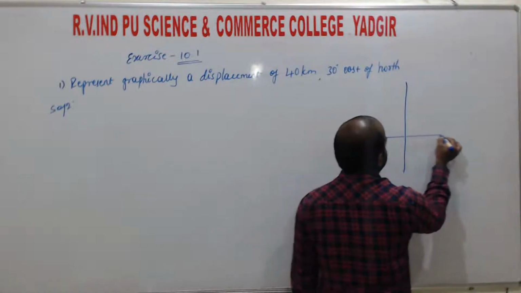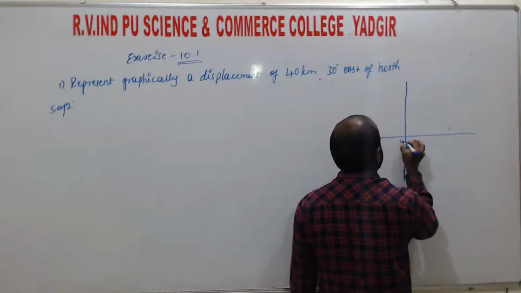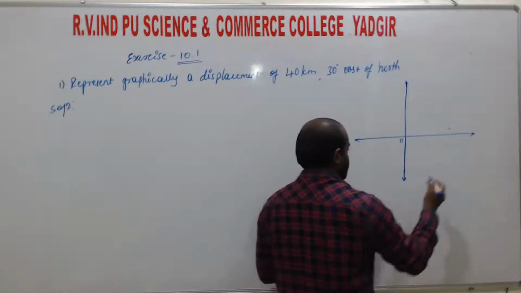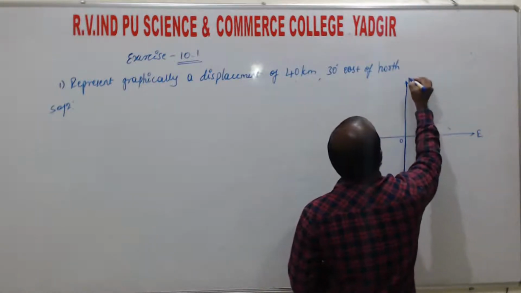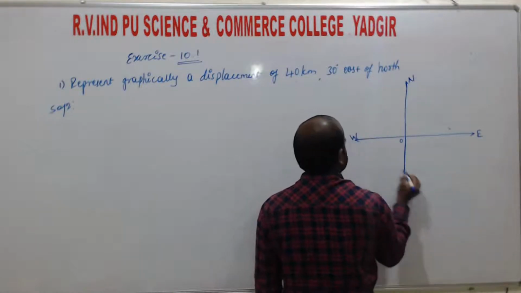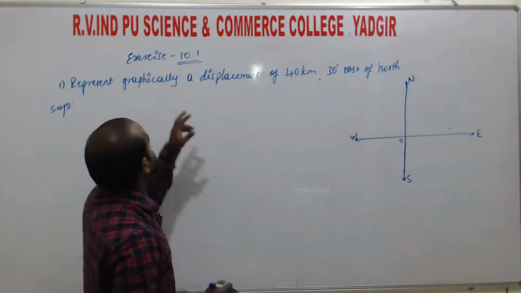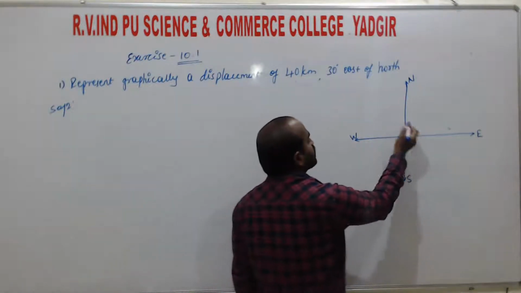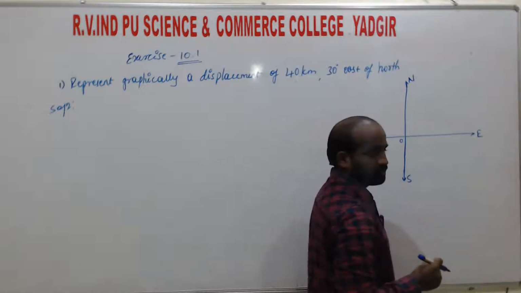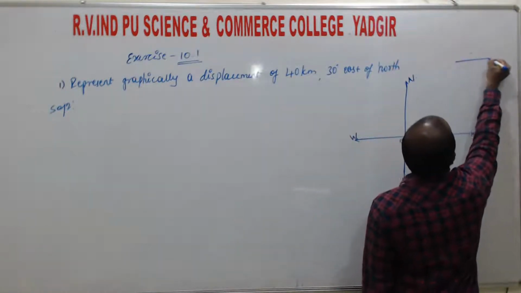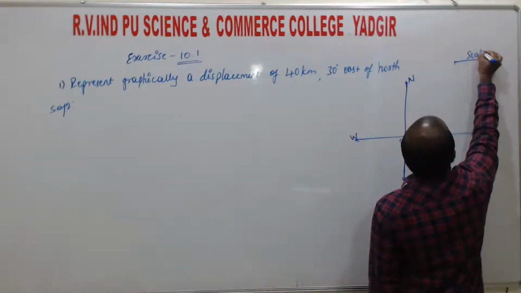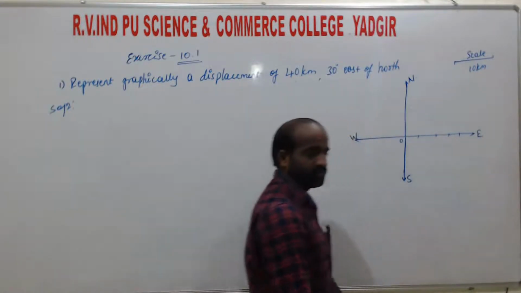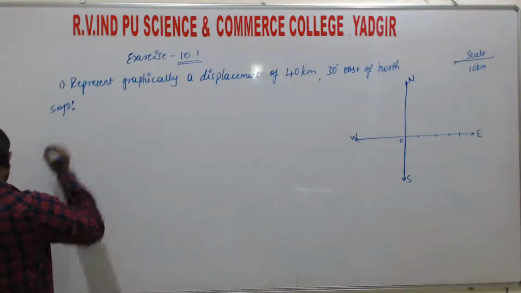Right, graphically. Okay, solution. That is east, north, west, south. The question is to represent graphically a displacement of 40 kilometer 30 degree east of north. We have to take a scale. We have to take 10 kilometer, so 40 kilometer is four units of 10 kilometer. Okay.